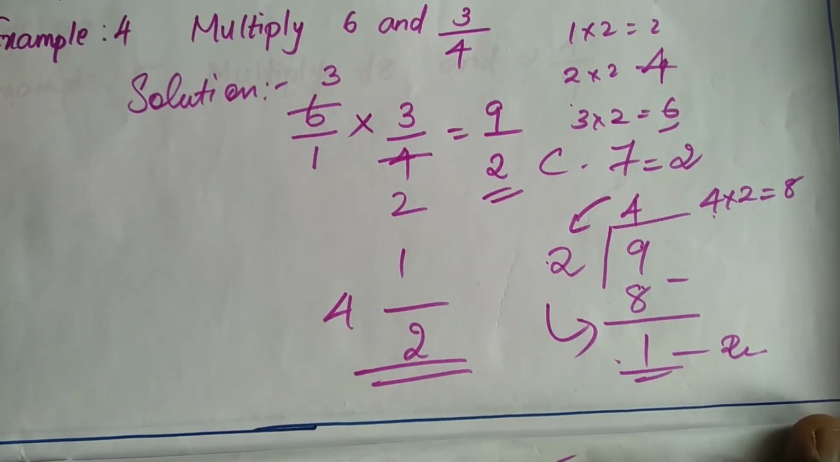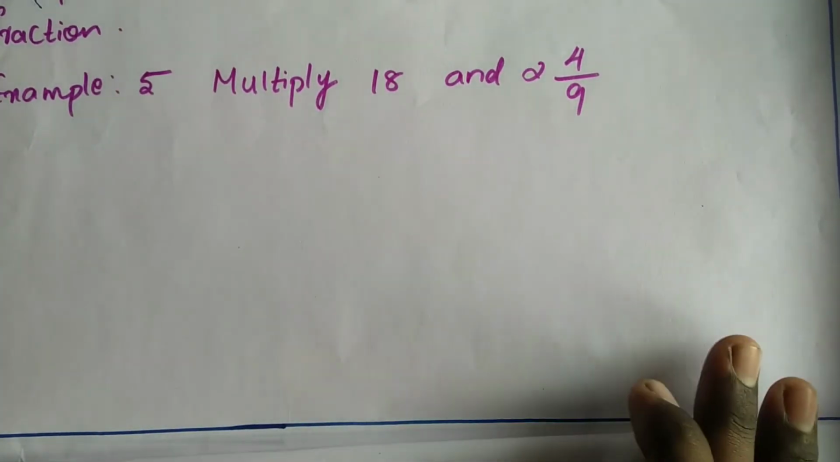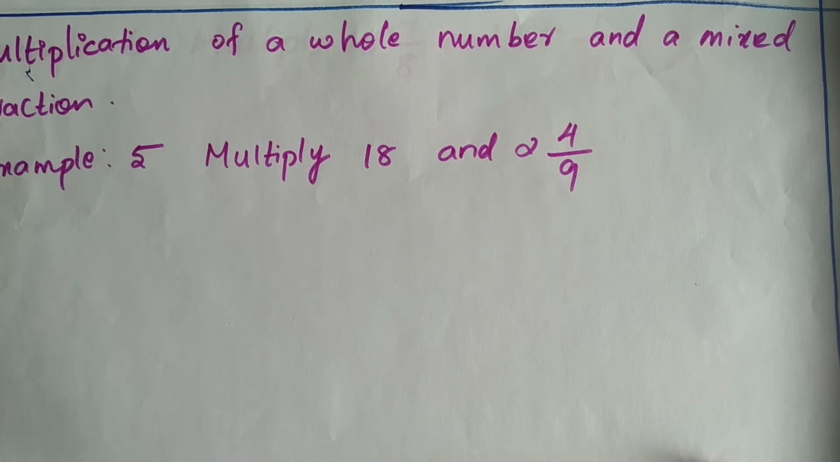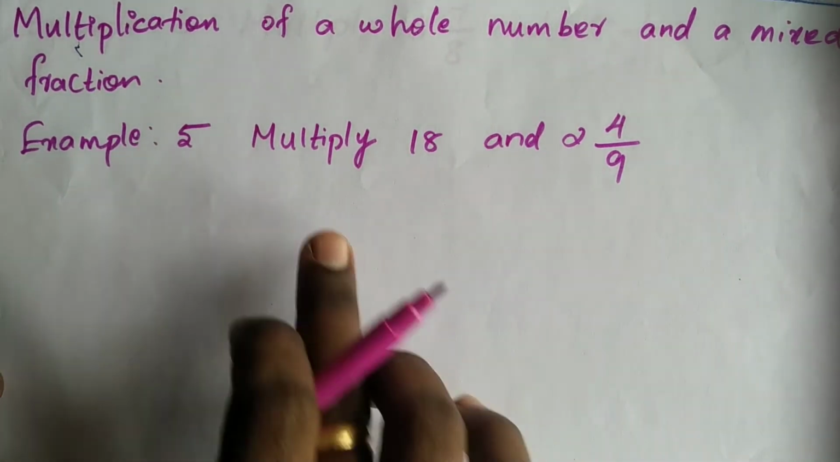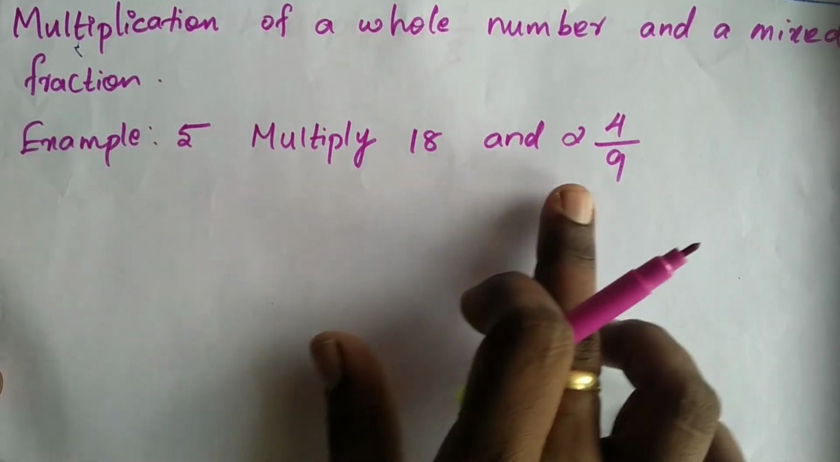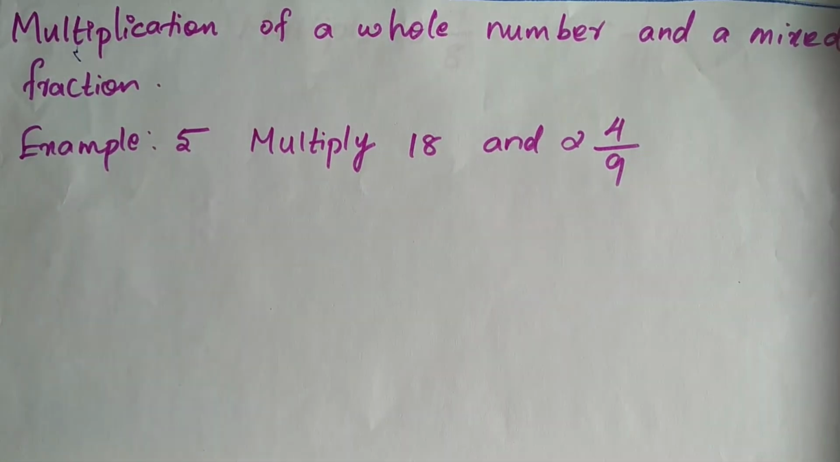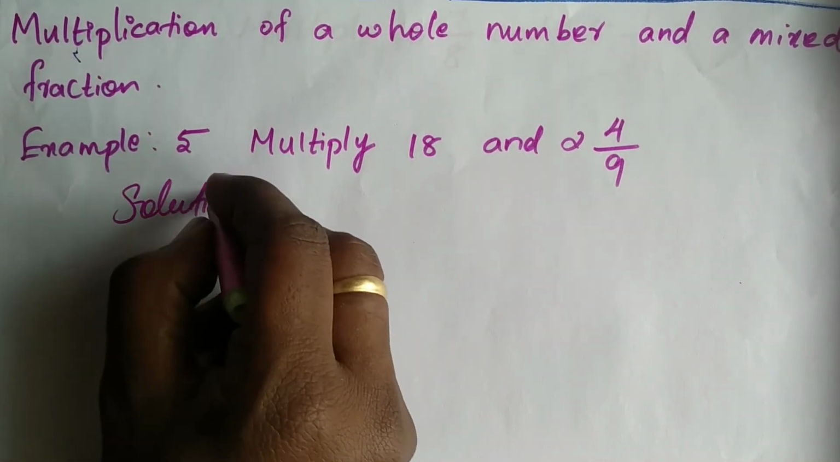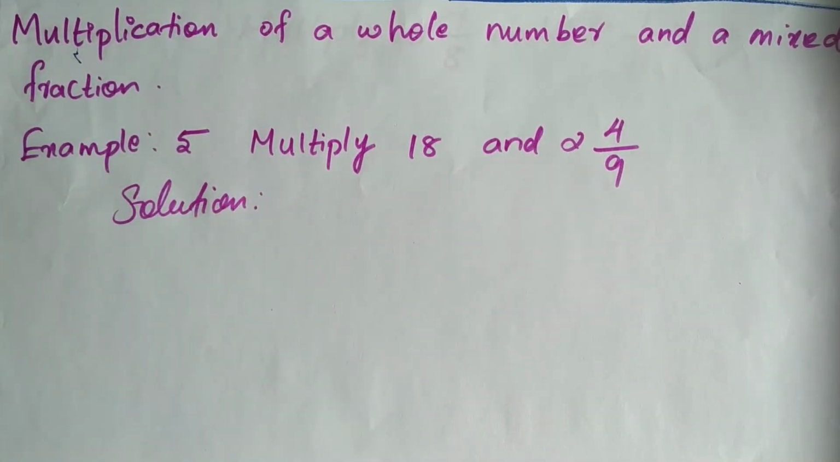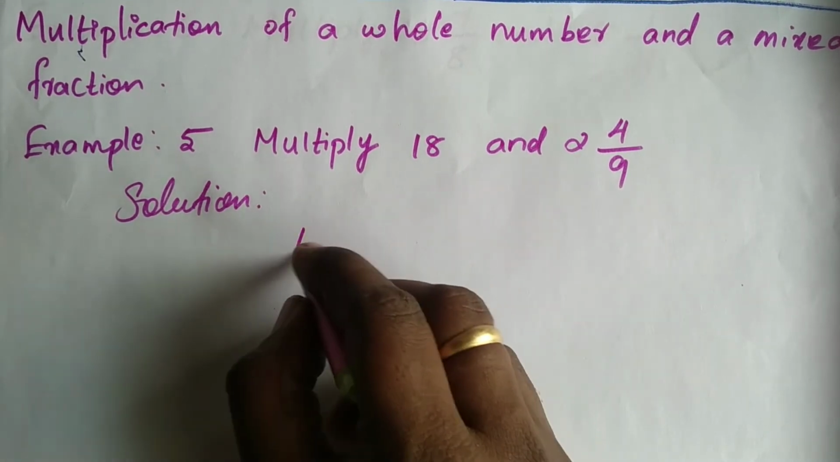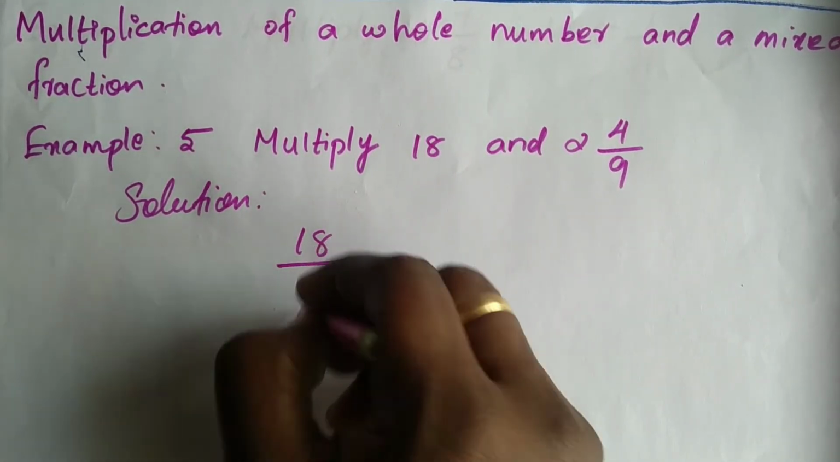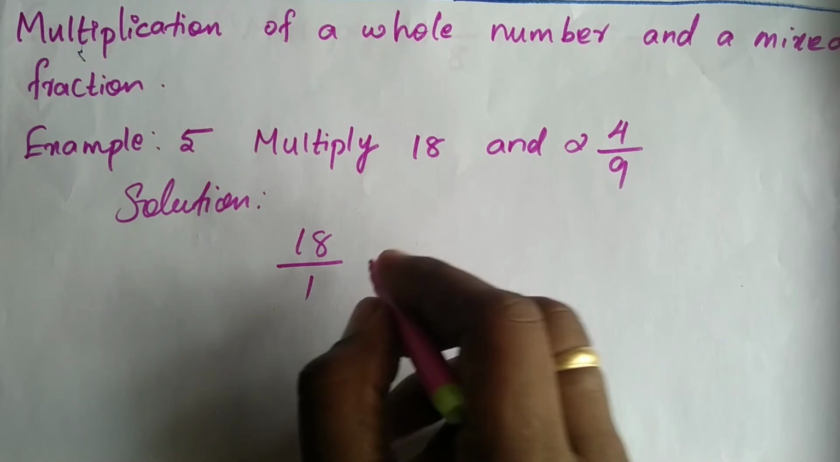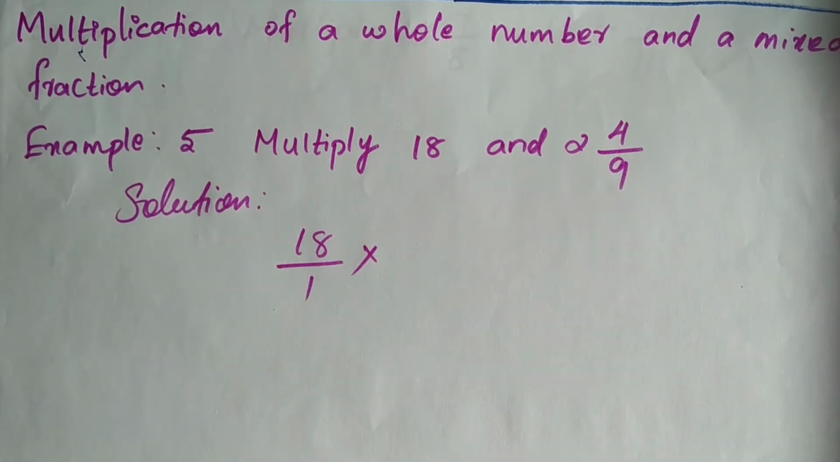Okay guys, let's move on to the next problem. Multiplication of a whole number and a mixed fraction. Multiply 18 and 2 4 by 9. So what is the very first step? The very first step is to write the whole number as a fraction. What is the whole number here? 18 is the whole number. Write it as a fraction, then instead of "and", use the multiplication symbol.